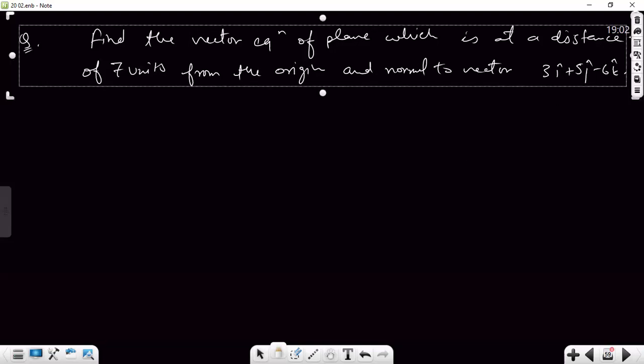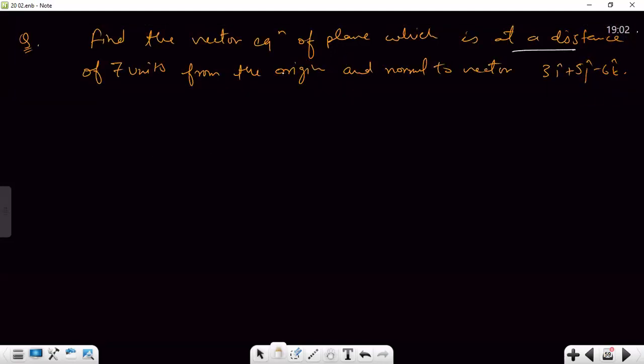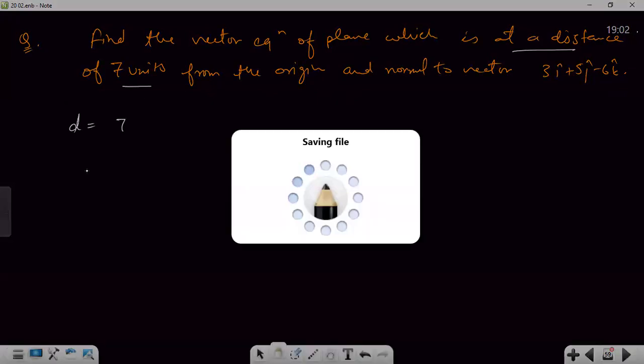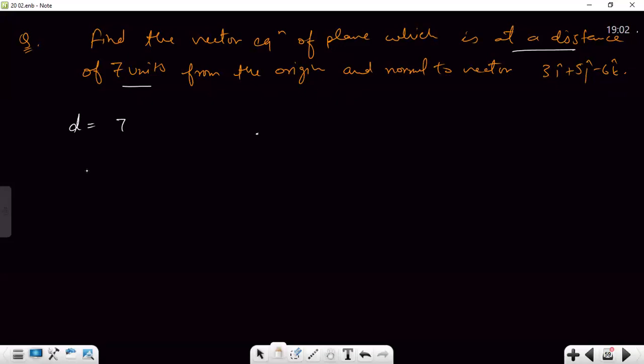This is the question. So what is given to us? The distance from the origin is given as 7 units, and the vector normal to the plane is also given. So everything is given to us actually. We have to just find the vector equation for this. So d is given and the normal vector is given. The normal vector is 3i cap plus 5j cap minus 6k cap.